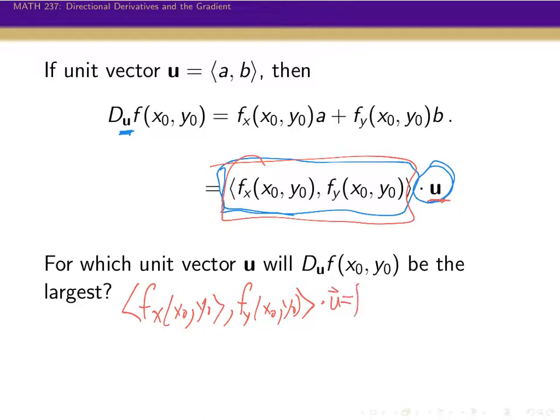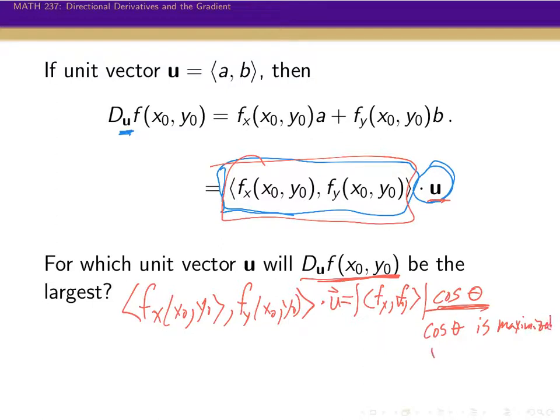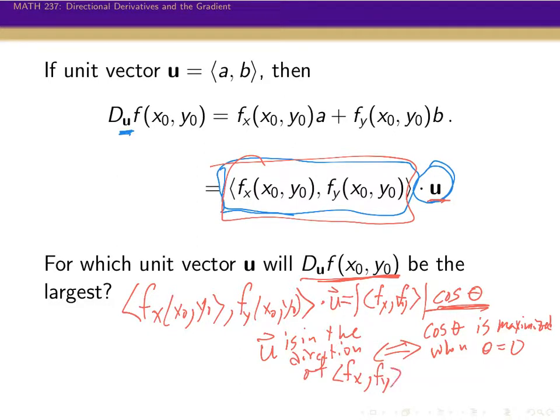well, this is going to be equal to the magnitudes of these guys, and so the magnitude of u is just 1, times the cosine of the angle between them. So maximizing this directional derivative is equivalent to maximizing cosine. When's cosine the biggest? Well, cosine is maximized when theta is equal to 0. And so the angle is equal to 0, so that means u is in the direction of this vector of those two partials, right?